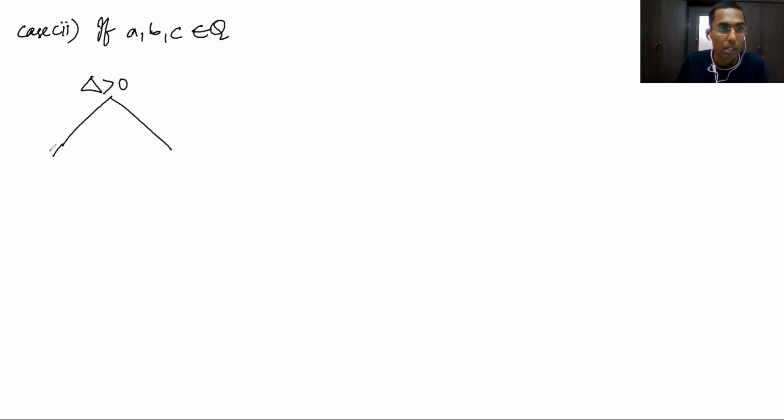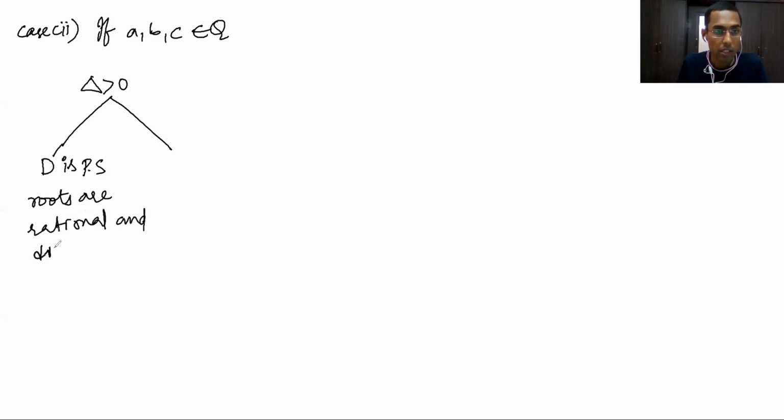What is that? Delta is a perfect square. Delta, d or delta, same. Delta is a perfect square. So then, as I already told, the roots are rational and distinct.